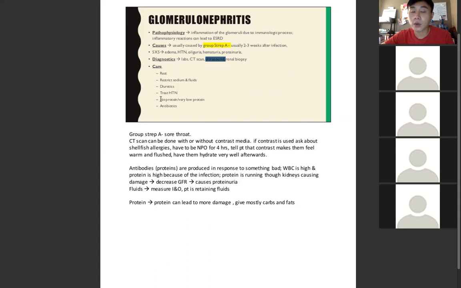So that's why when we care for patients with glomerulonephritis, we do not give them a lot of protein, or very little protein, because the protein molecule is very big, and in glomerulonephritis they have little holes in there. When they have to filter out the protein, it causes damage. So less protein, less work for the kidney. That's why we give mostly carbs and fat when we care for patients who have glomerulonephritis.